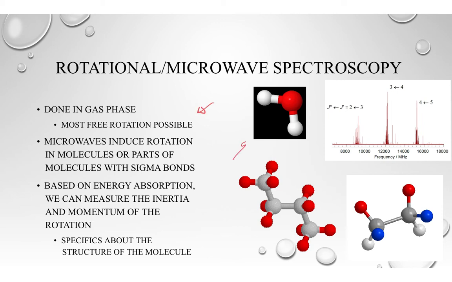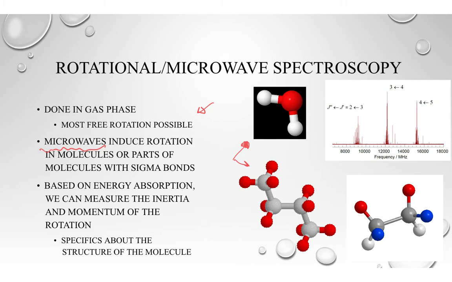On Monday, or in our next session together, I will show you what that rotation looks like with some actual individual molecules. But how do you get parts of molecules to rotate? Well, you bombard them with microwave radiation. It induces rotation in the molecules and parts of molecules that have single or sigma bonds.